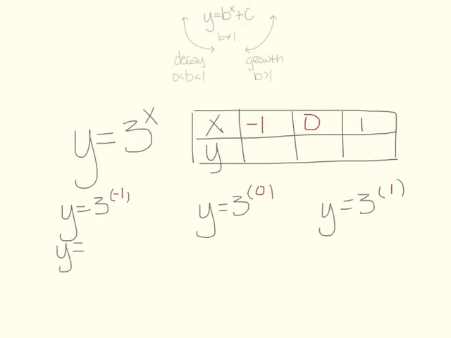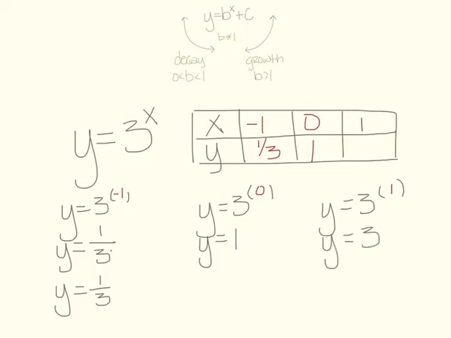So we have y equals 3 to the -1, which is just 1 over 3 to the first, which is simply 1/3. So when x is -1, y will be 1/3. The next go round, we have y equals 3 to the 0. Anything raised to the 0 power has a value of 1. So when x is 0, y is 1. And here we have y equals 3 to the first, which is just 3. So when x is 1, y is 3.